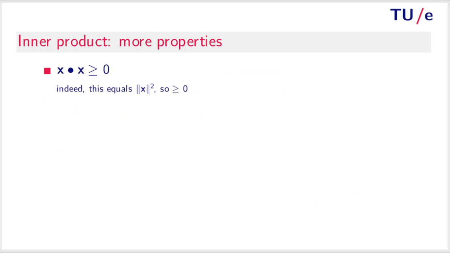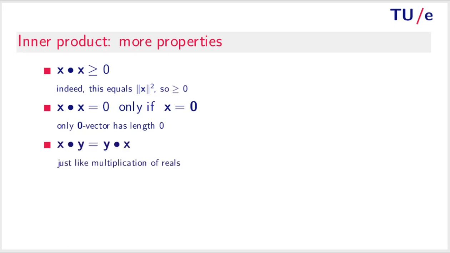Here are some more properties of this inner product. X inner product X itself is of course the square of the length of the vector X, so it is at least 0. On the other hand, if X inner product X equals 0, then its length has to be 0, so the vector X is 0. Of course, X inner product Y is Y inner product X. That's just like multiplication of the reals.